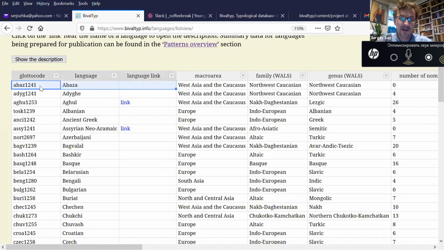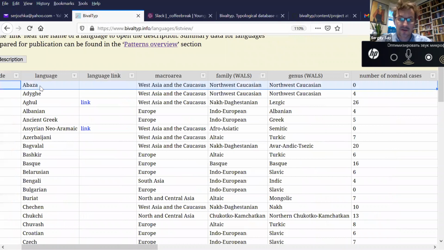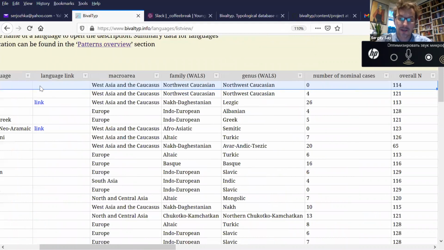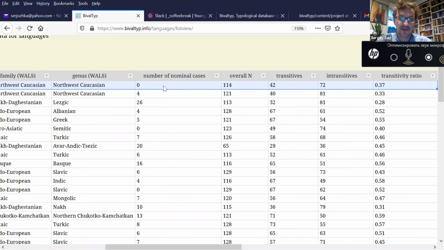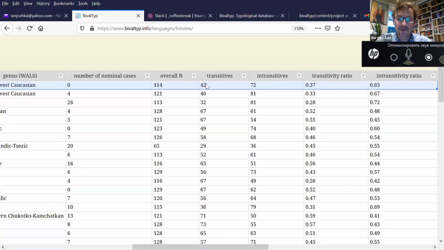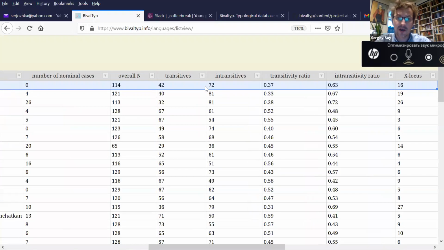For example, Abaza is a Northwest Caucasian language, as you know, and it doesn't have the grammatical case, so 0. The overall number of verbs available for these languages is 114, out of which 42 are transitive verbs and 72 are intransitive verbs, which means that the transitivity ratio is relatively low.